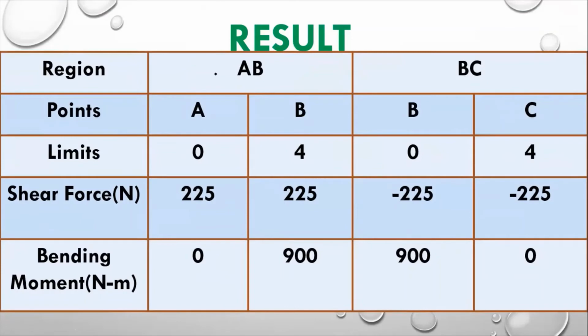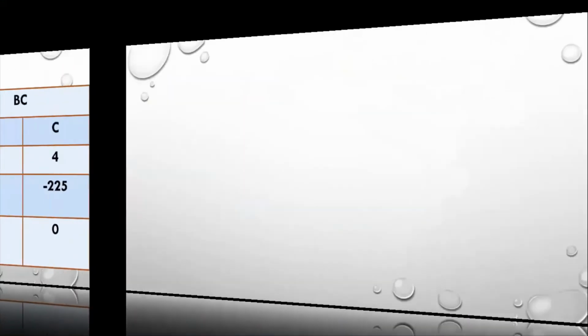So shear force is coming out to be 225 at point A, 225 at B, then minus 225 again at B, minus 225 at C, then 0, 900, 900 and 0. Whatever the values we got in regions AB and BC, I have tabulated in this table. So now we are going to construct the graph from this table. So we will plot it.